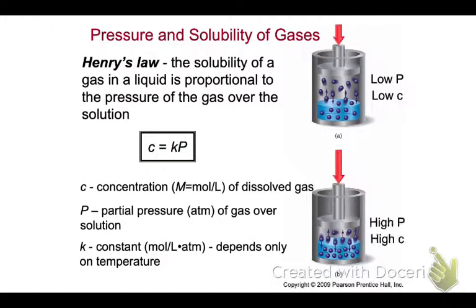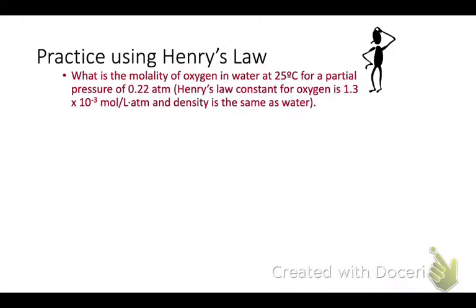All right, now let's solve a problem about this. What is the molality of oxygen in water at 25 degrees Celsius for a partial pressure of 0.22 atmosphere? Henry's constant is 1.3 times 10 to the negative 3 mole per liter atmosphere, and density is the same as water. So clearly we have to apply Henry's law, which says that concentration equals Kp.